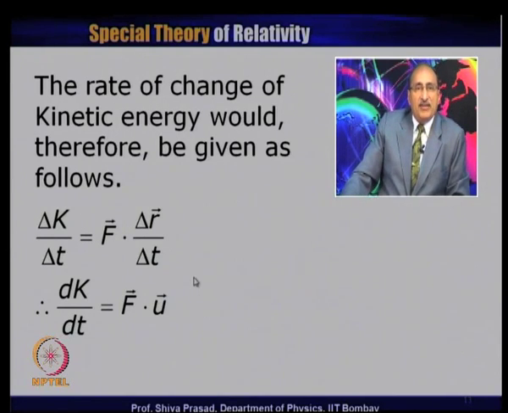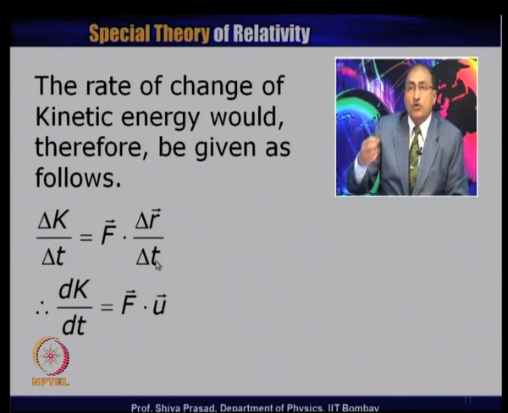The rate of change of kinetic energy, therefore, would be given by delta k divided by delta t, which I can write as f dot delta r by delta t. Delta r by delta t is the total displacement of the particle in time delta t divided by delta t. Therefore, this will be given by the velocity. So, delta r by delta t can be written as the velocity of the particle, and if I make delta t tend to 0, I can take this as the instantaneous velocity of the particle. This is why I am writing f dot u, and these deltas I am replacing by d, because I am assuming that delta t is tending to 0. So, I can write this as dk by dt is equal to f dot u.